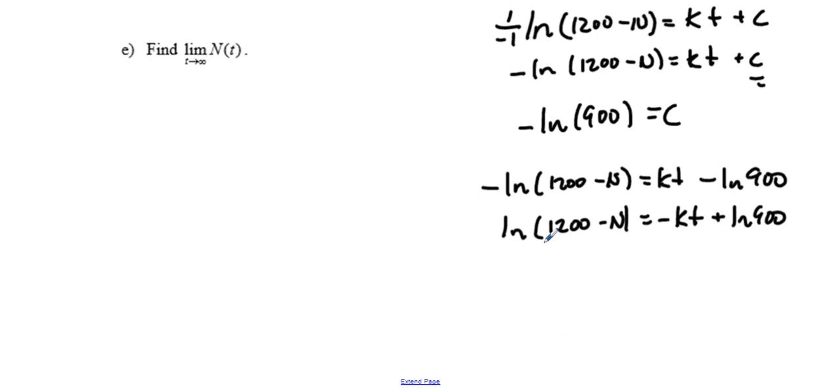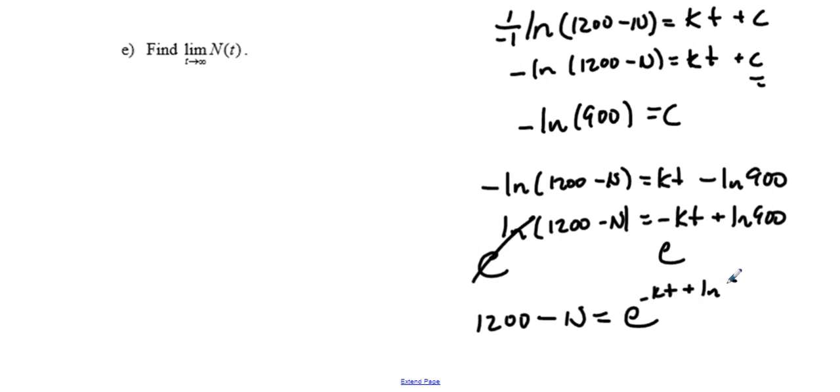From here, we're going to take the natural log of both sides to get rid of that, right? Because these will cancel out, since they're inverse operations of each other. We're left with 1200 minus n, and that's going to equal e to negative kt plus natural log of 900.